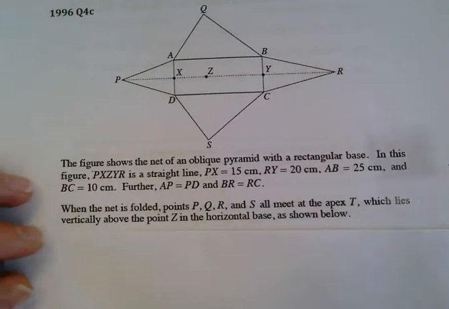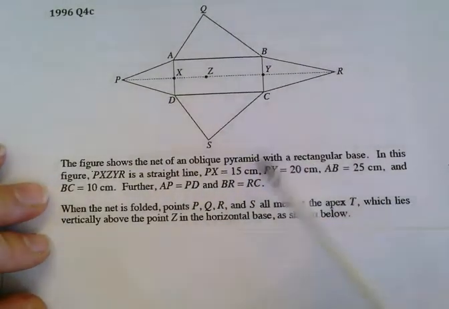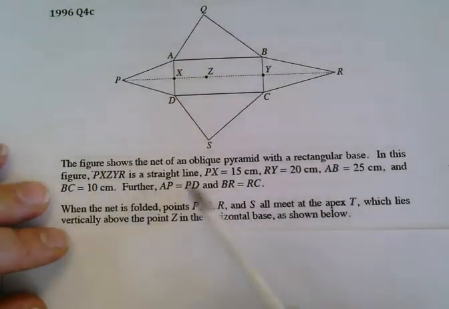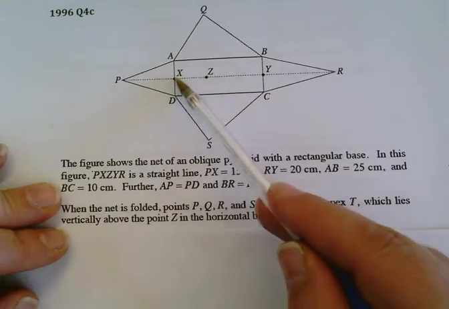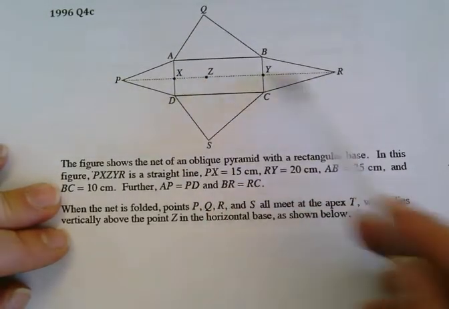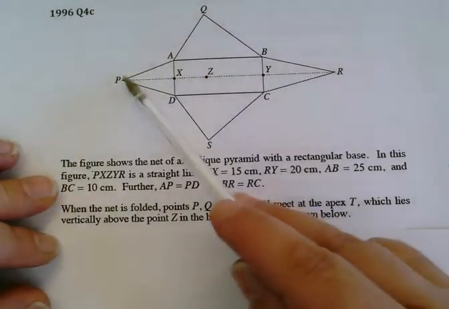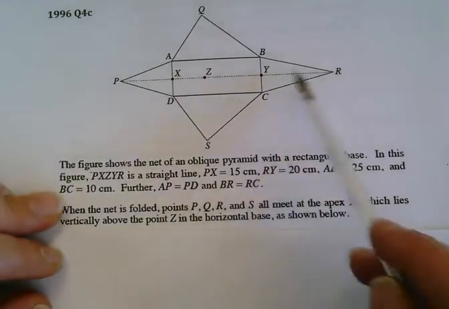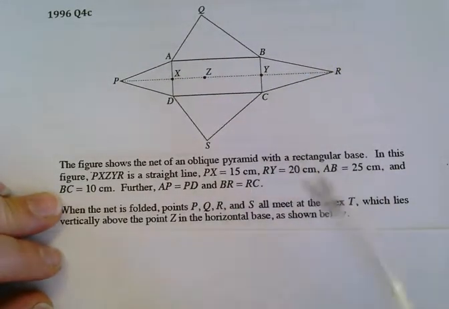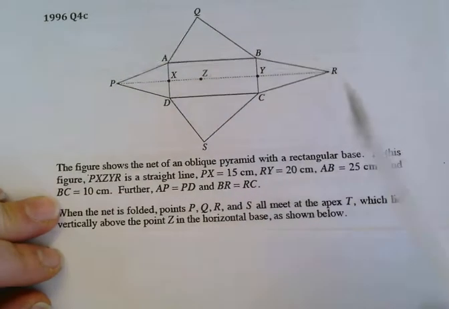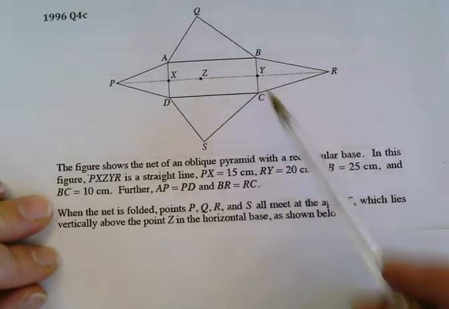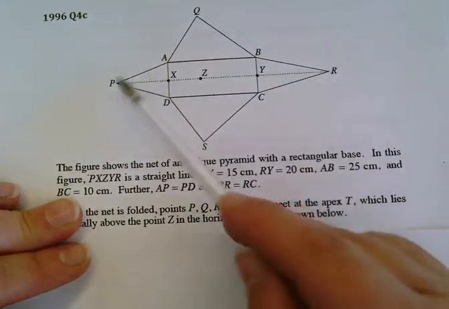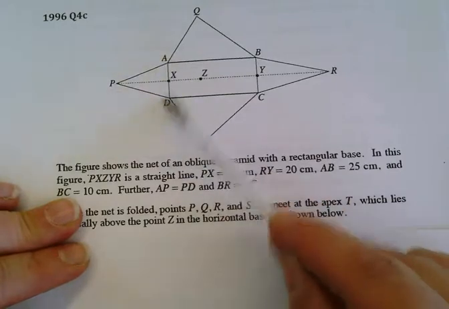1996 HSC question 4C. The figure shows the net of an oblique pyramid, and that's the base of the pyramid, and P, X, Z, Y, R, that's a straight line if you folded it all out. And PX obviously is the perpendicular height of this triangle when it gets pulled up. It's 15. RY, that's the perpendicular height of that one, is 20. AB is the length of the base. BC is the width of the base, 10. And we know that AP equals PD, so that's an isosceles triangle.